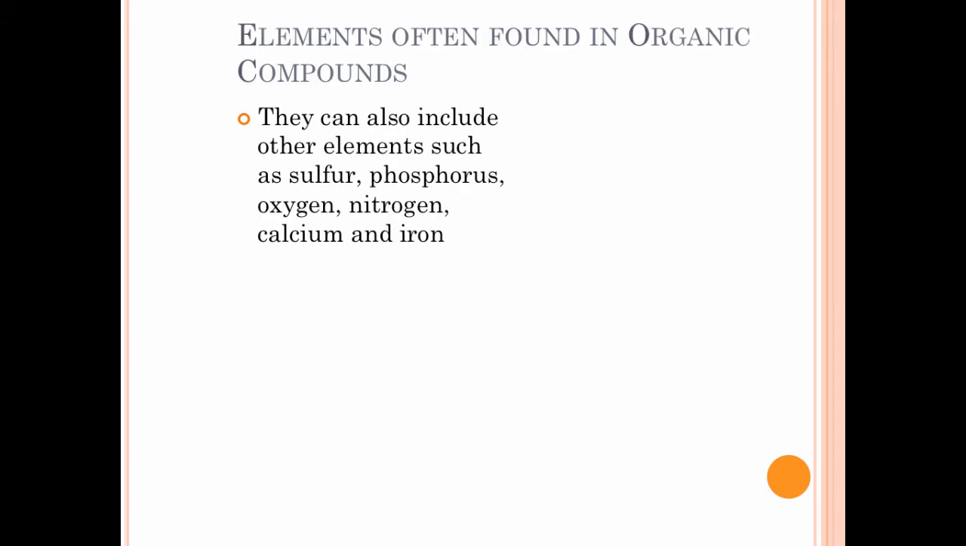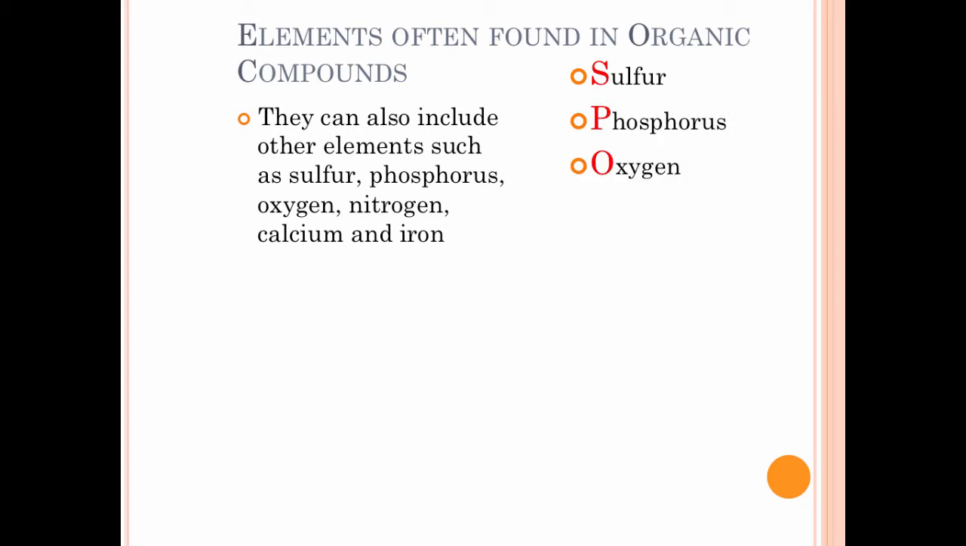Elements often found in organic compounds. They are also included in other elements such as sulfur, phosphorus, oxygen, nitrogen, calcium, and iron. However, they do not have to have all of these other elements to be considered organic, but most of the time you will see these elements accompanying the chemical formula. But remember, as long as you have your C and H, it is organic. But let's add a little bit to it.